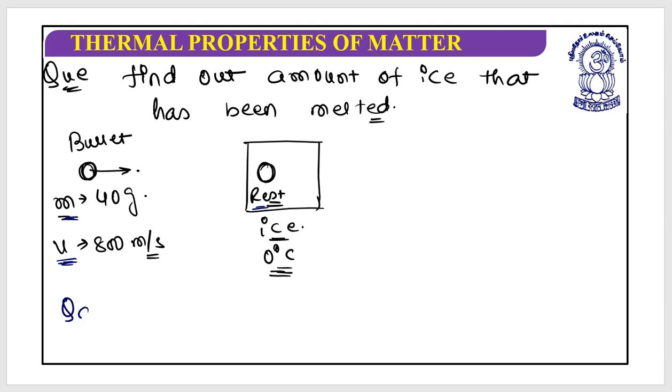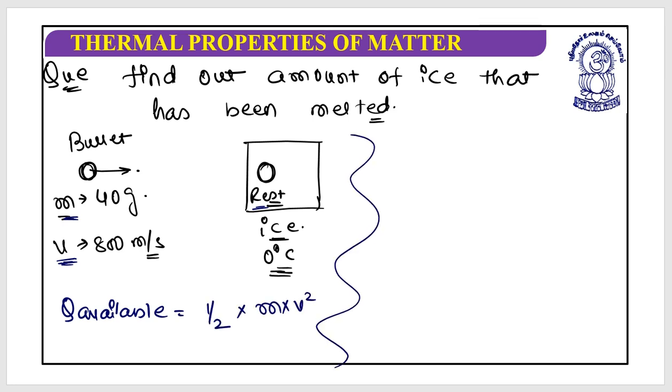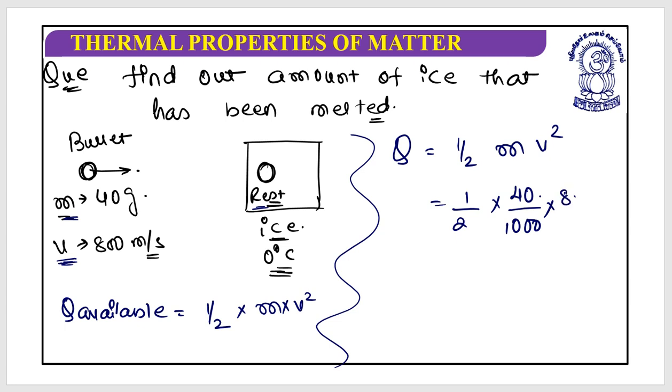So Q available is equal to half m v square. Let's calculate it. It's half multiplied by m, which is 40 gram, so convert this to kg, divided by 1,000. V square is 8 into 8 into 10 to the power 4, since it's 800. Three powers of ten have been lost and only one power remains. So again it's 2 into 4.